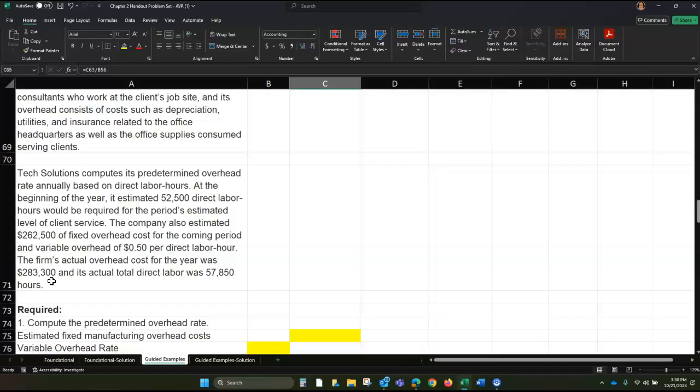Okay, that's a real easy one to have shift gears, and then you're thinking, okay, the 262 was fixed, and then this was fixed. The 283 was fixed. No. 262 was fixed. 283.3 is both. Okay? Actual total direct labor was 57,850 hours.